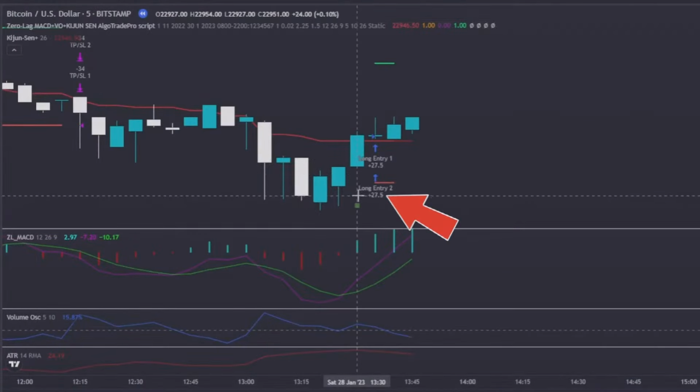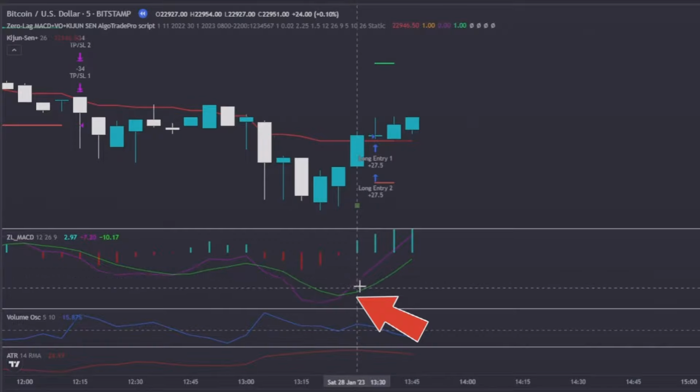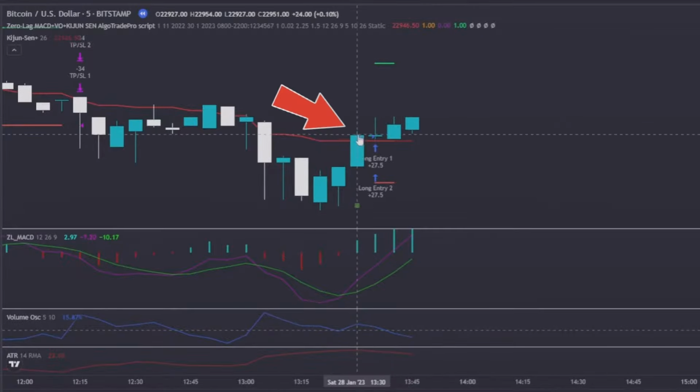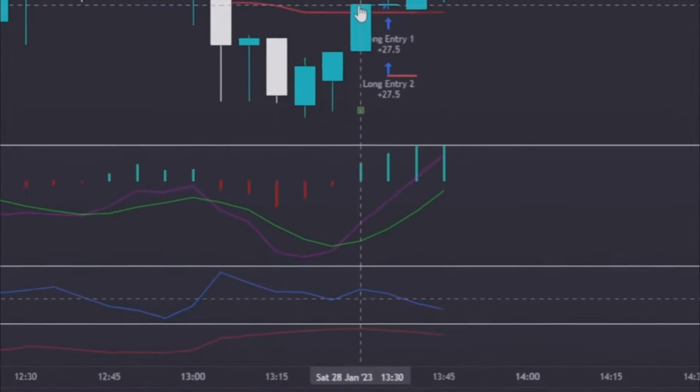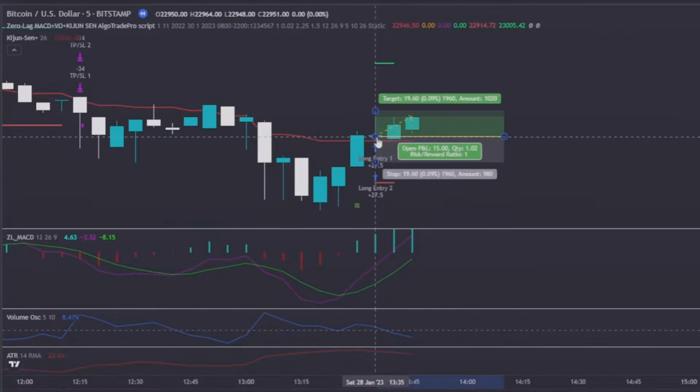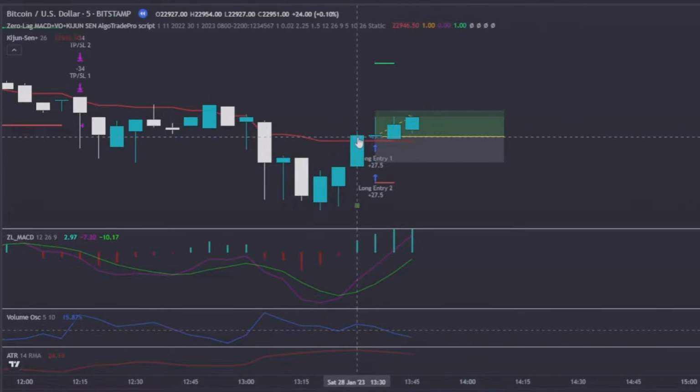Here we have an example of a long signal. As you can see, the zero lag MACD gave a buy signal under the histogram, the volume oscillator is above the 0, and the price is above the Kim Jong-un. Also, you can see that this signal appears during the London session. The algo considered the entry point after the closure of the signal candle and placed the stop loss at 1.5 times the ATR pip value.